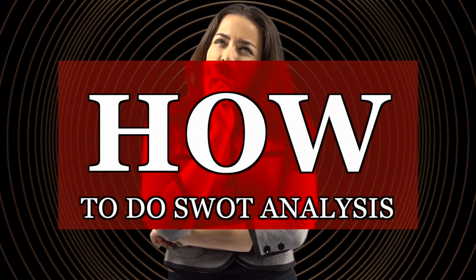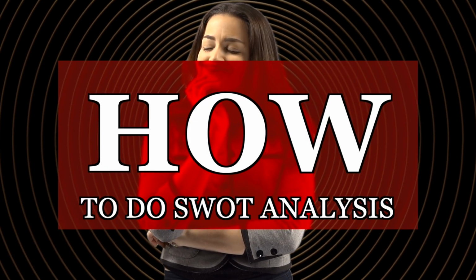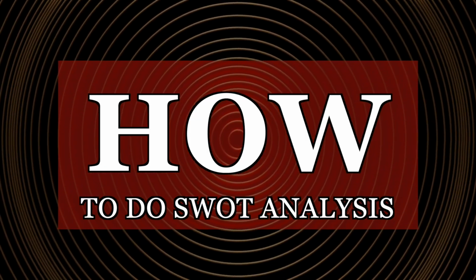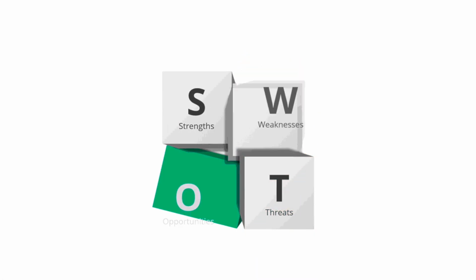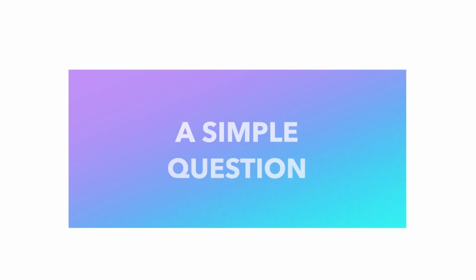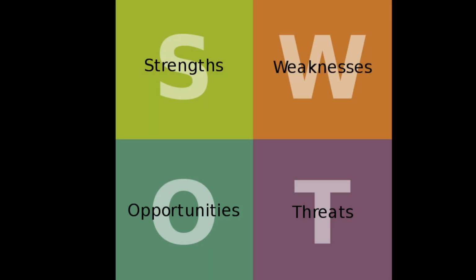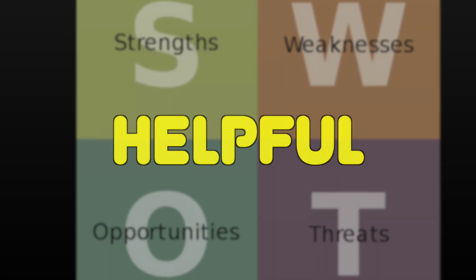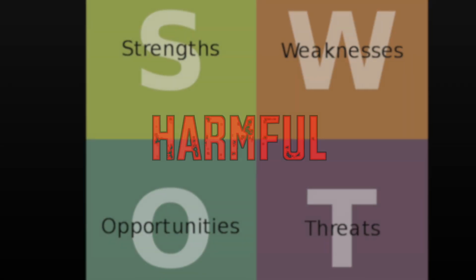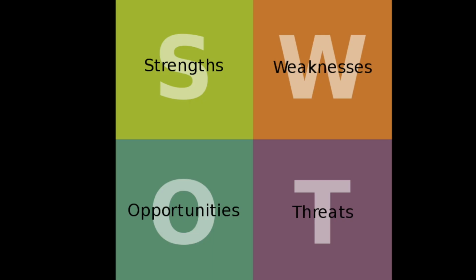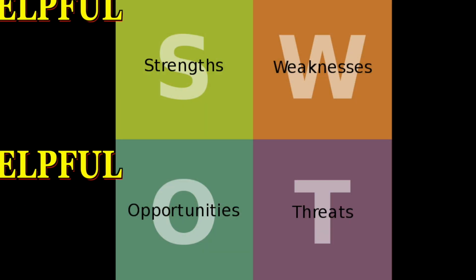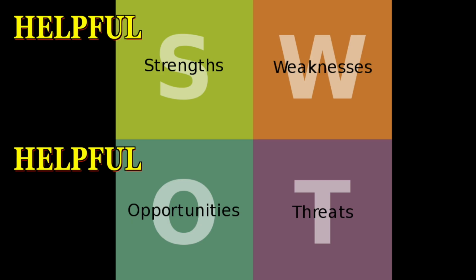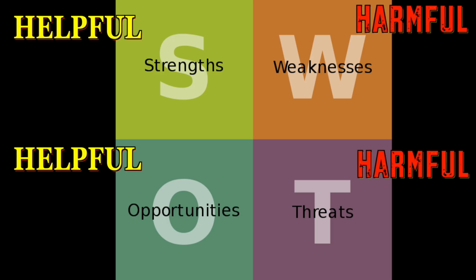Next, let's move on to how to do SWOT analysis in a clear, confident way. So we know SWOT stands for strengths, weaknesses, opportunities, and threats. Now, let's start with a simple question. Which of these four elements are helpful and which ones are harmful for an organization or project? Yes, you guessed correctly. Strengths and opportunities are helpful, while weaknesses and threats are harmful elements.